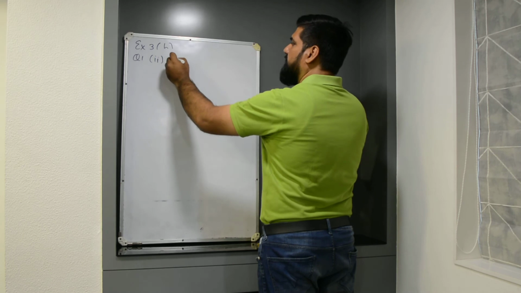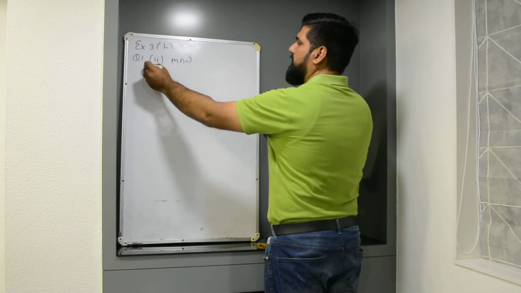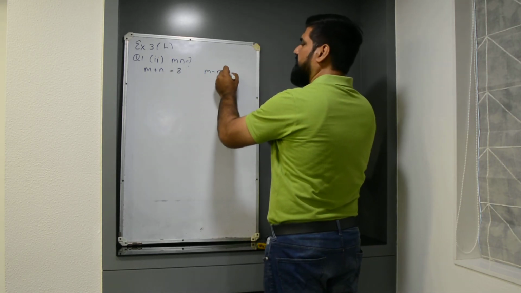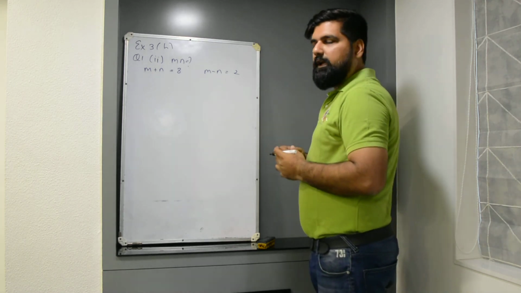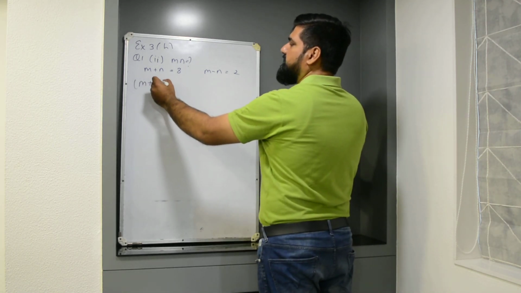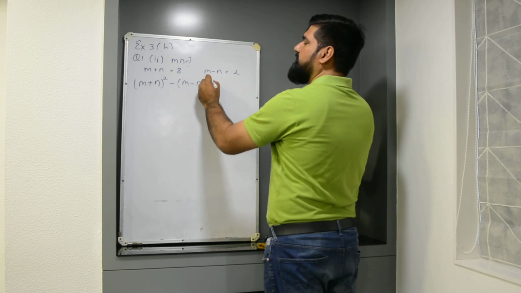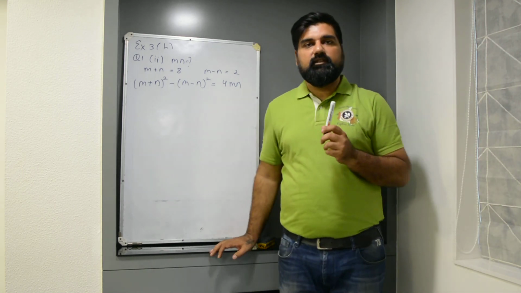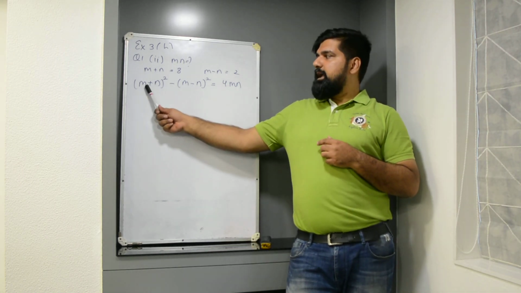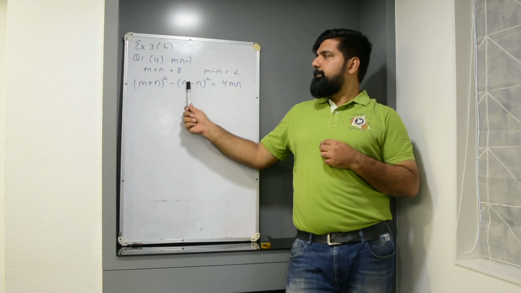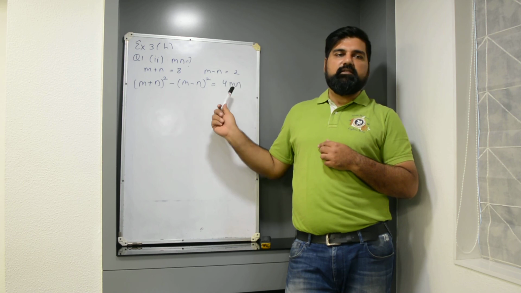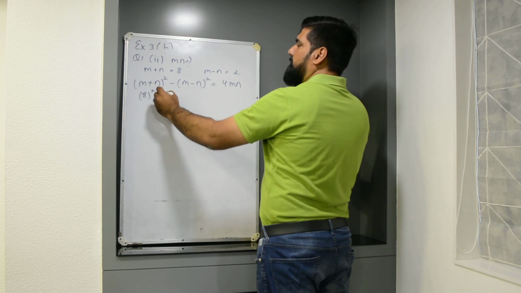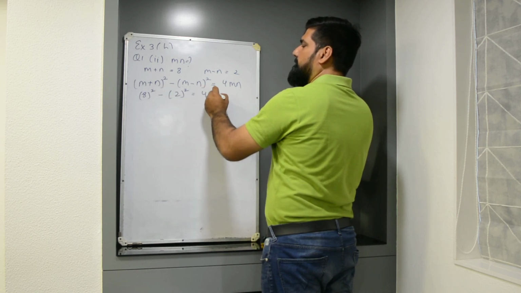Third part, we need to find mn when m plus n is given to us as 8 and m minus n is given to us as 2. Okay, so now we'll use the identity m plus n whole square minus m minus n whole square. This is 4mn. If you remember, I showed you that as well, that is m plus n whole square, and if you subtract the m minus n whole square, you'll expand it, the final answer will be 4mn. So we'll write this as 8 square minus 2 square, which is equal to 4mn.